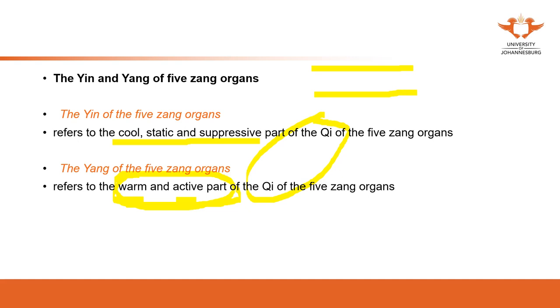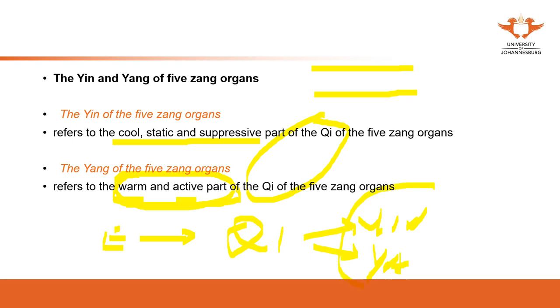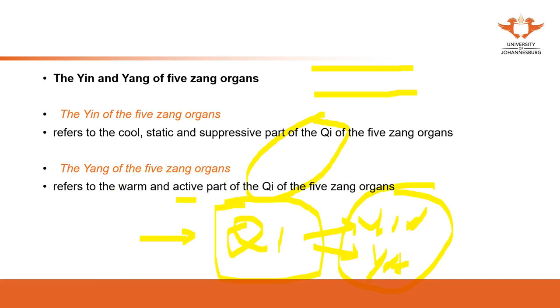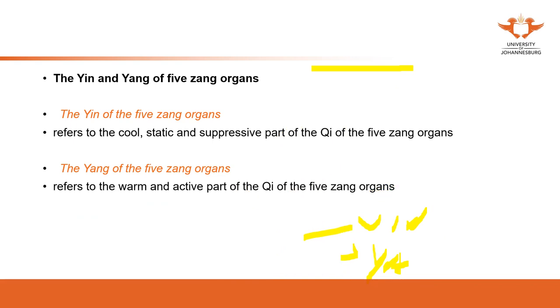So from this point of view, we still say the axons transform into qi. The qi can be further divided into yin and yang, and then the activities are the combination of the yin and yang. When we talk about the yin and yang, we talk about the qi. The qi is from the axons and breathing. So these are the relationship among the qi, yin and yang, and the five elements.